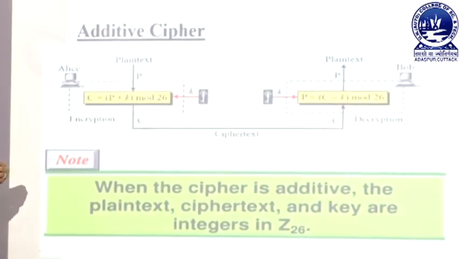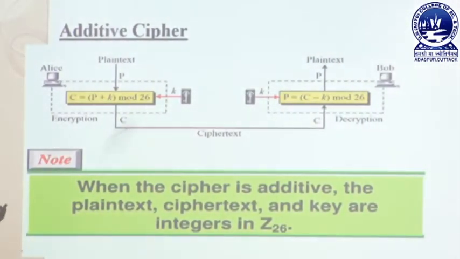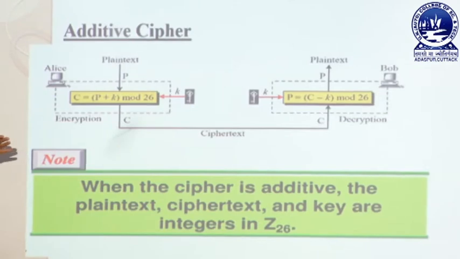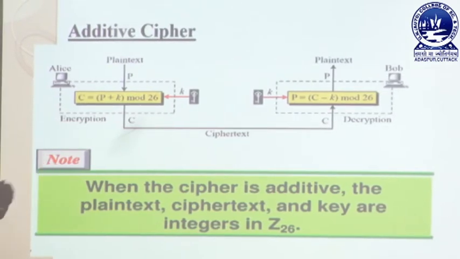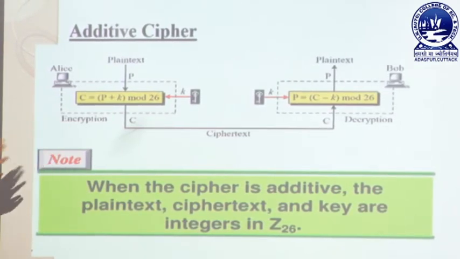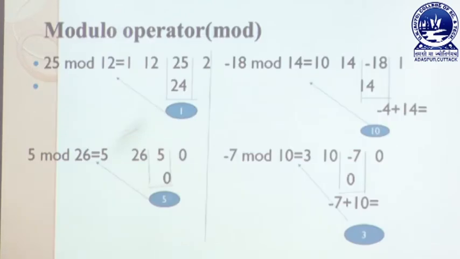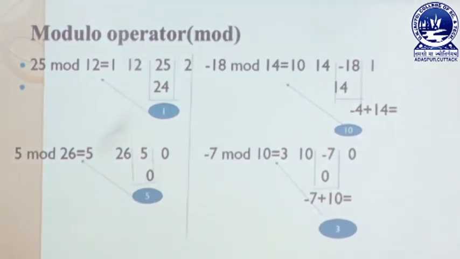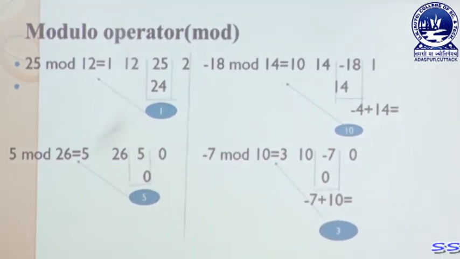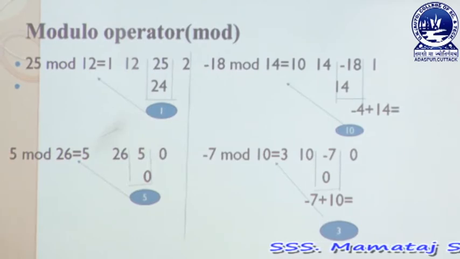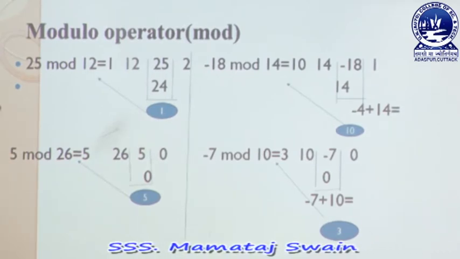And why do we calculate mod 26? Because our alphabet has 26 letters, with values starting from 0 to 25. That is why we take the mod 26. Next, I think you know what the modular operator is and what its function is. The modular operator always finds the remainder. I am taking some examples.